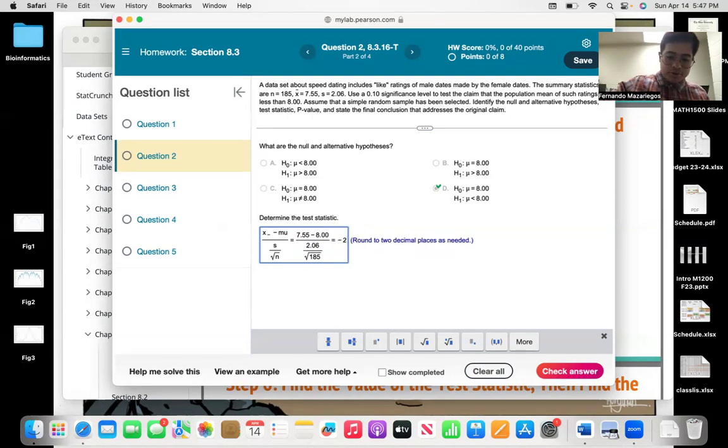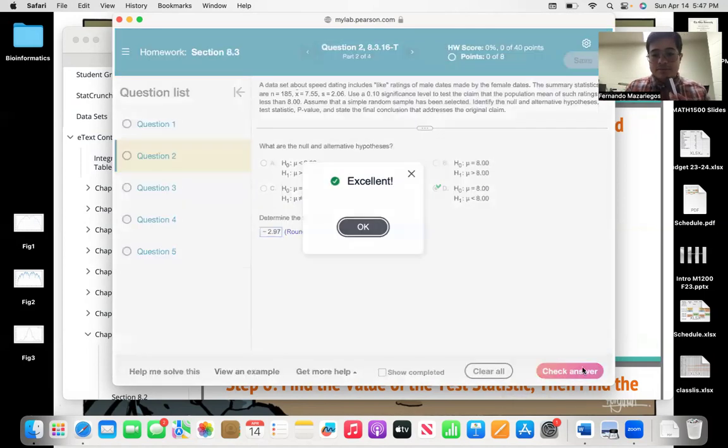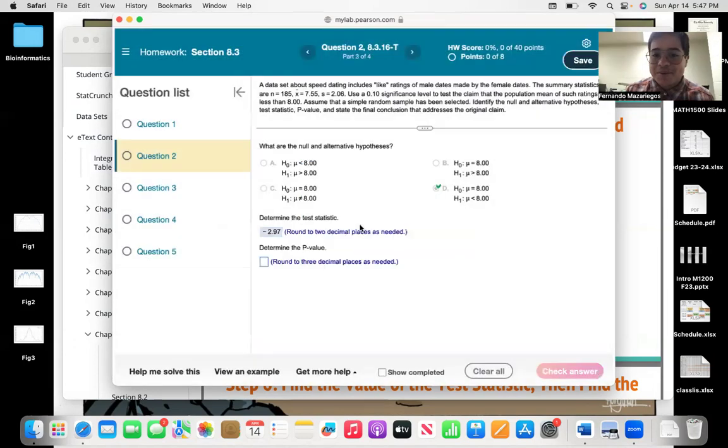Negative 2.97 when rounding to 2 decimal places. So that is step number 5. We skipped step number 4, so just let me state that step number 4 is identifying the significance level. In this case, 0.1. Then determine the p-value.